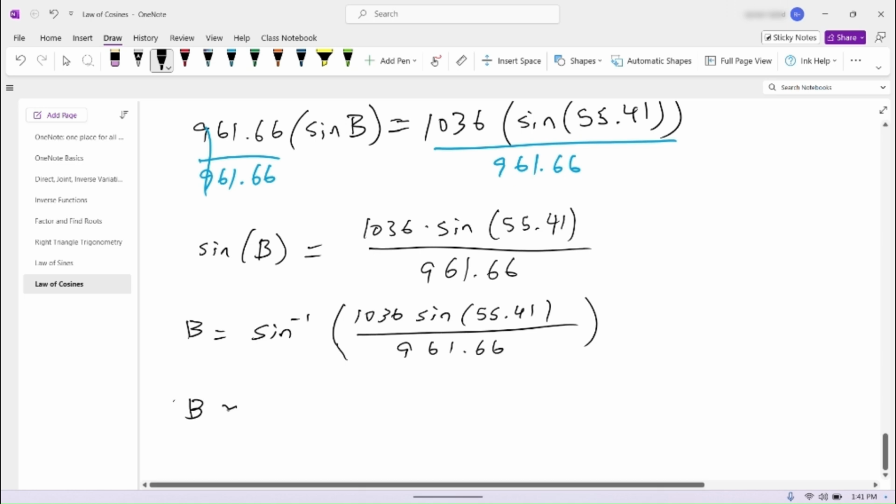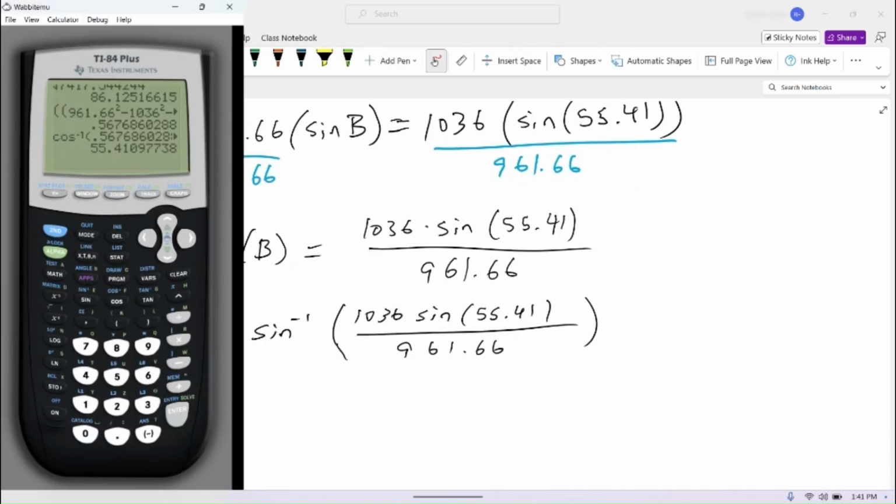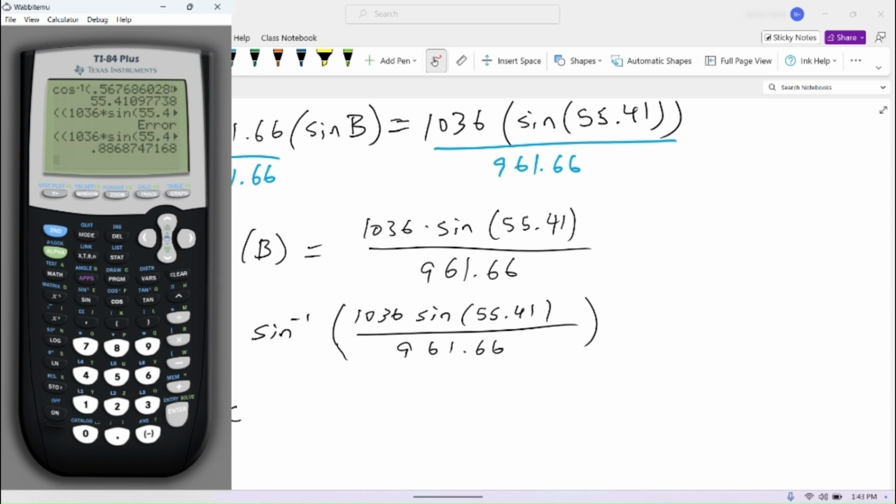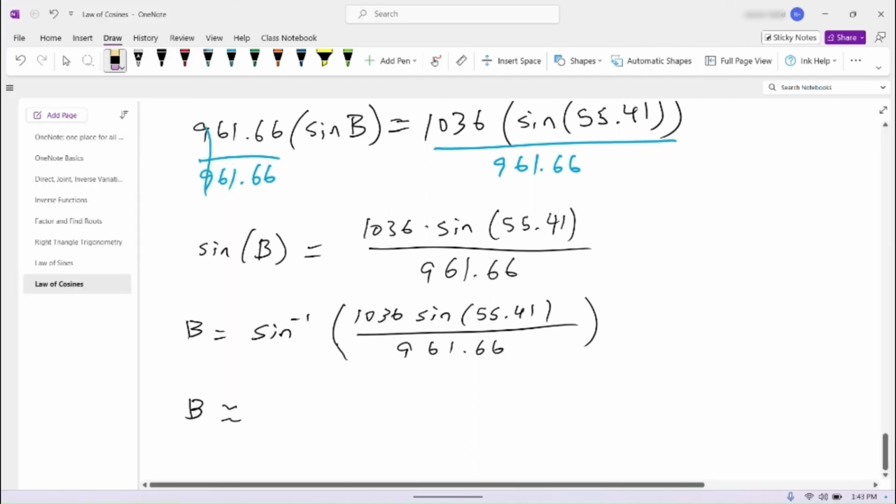Let's get an approximation and see what B is. Let me grab my calculator again. We have, open parentheses, 1036 times sine of 55.41 divided by 961.66. Hit enter. Might have too many parentheses. Let me check. Delete this one. All right, so the value is 0.8868. Take the inverse sine of this number, and we get 62.48. B is 62.48.